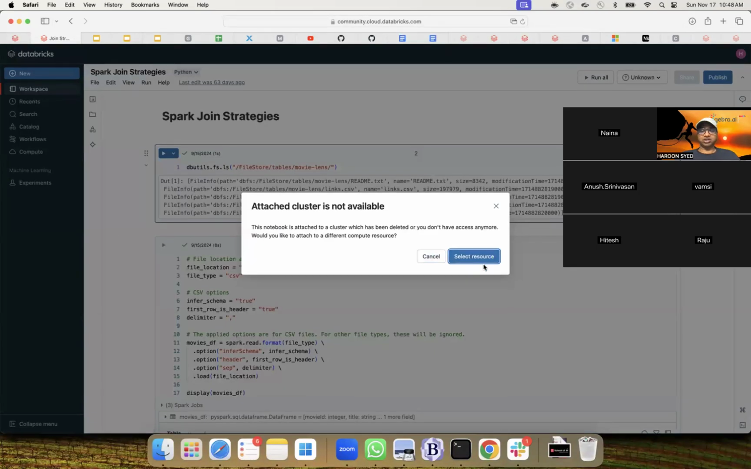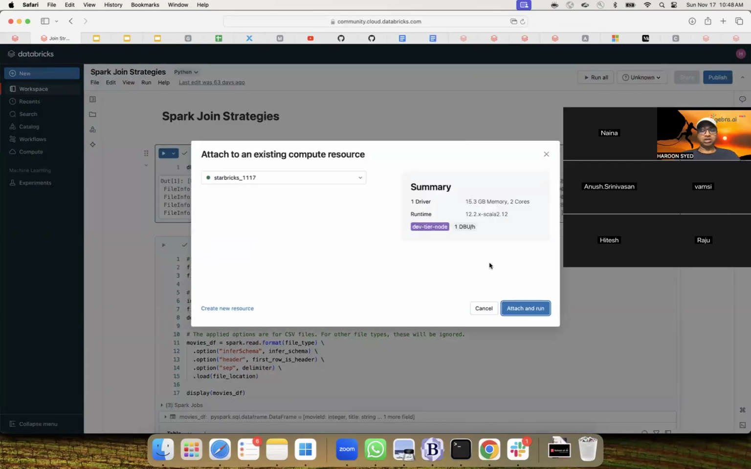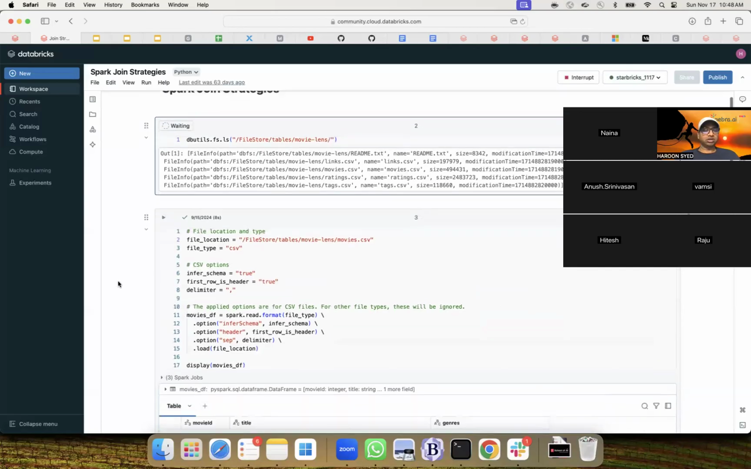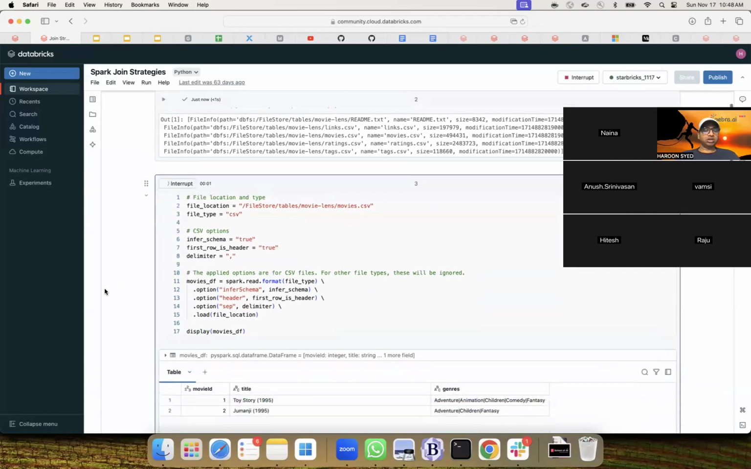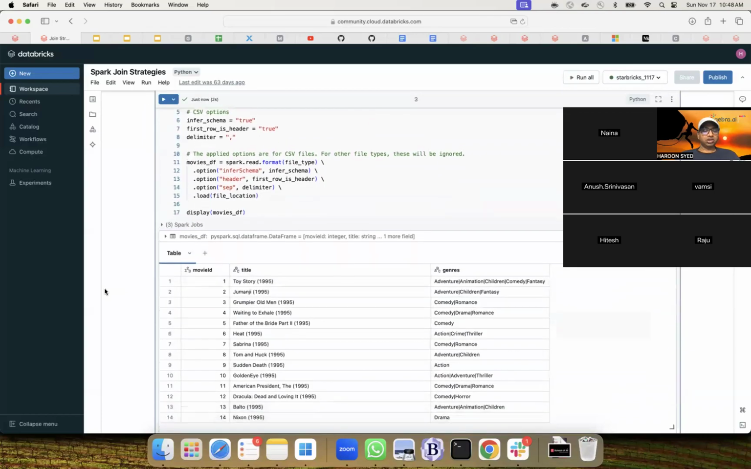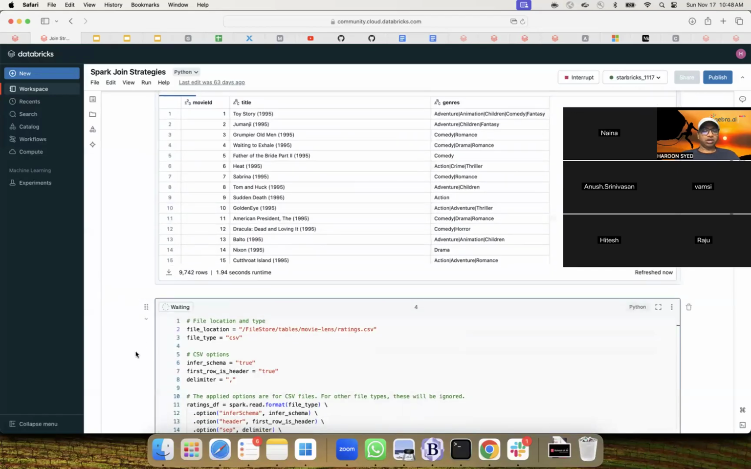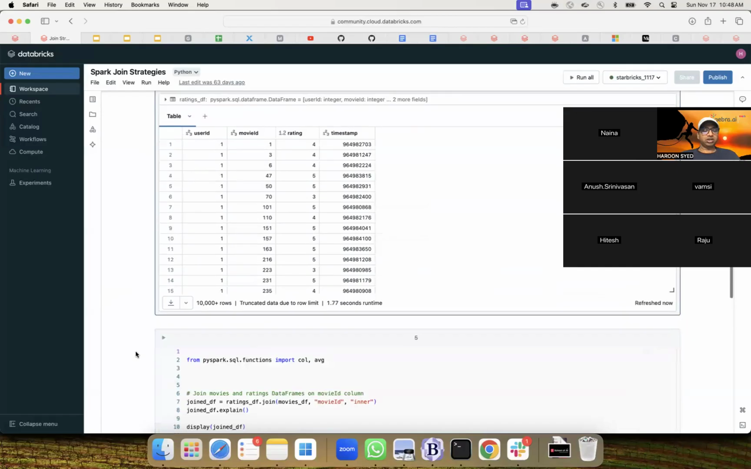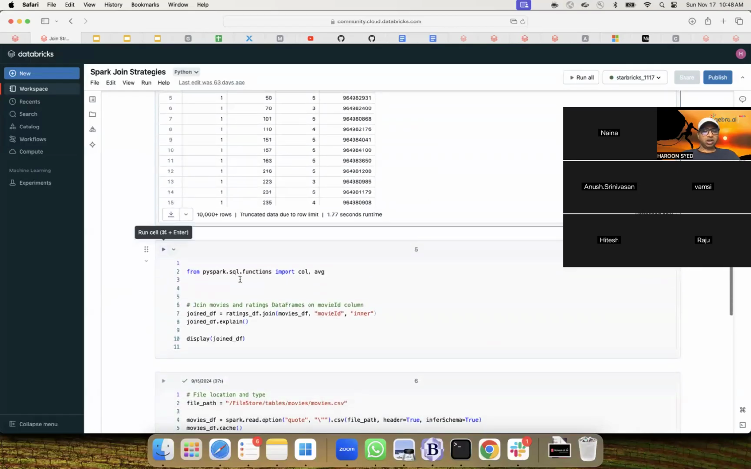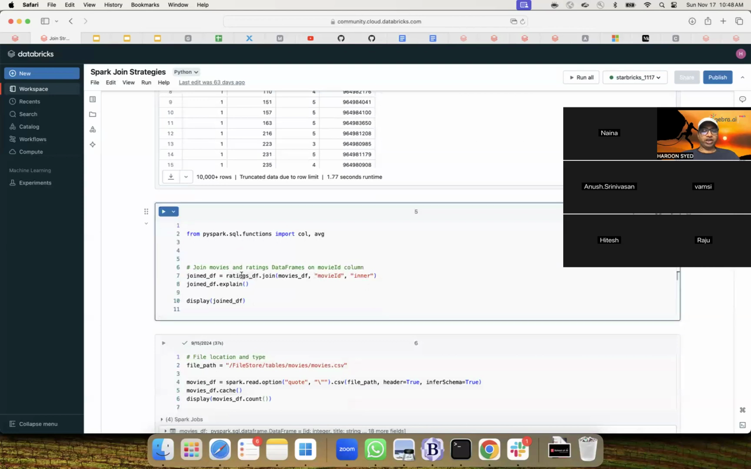So let's run this. It displays the movies data frame and ratings. Now see here, I am joining ratings with movies. What is the type of join I'm using? Inner join. It's just the SQL type that I said, right? Inner, outer, left, right, all those things you can do. And the column on which I'm joining is movie ID.